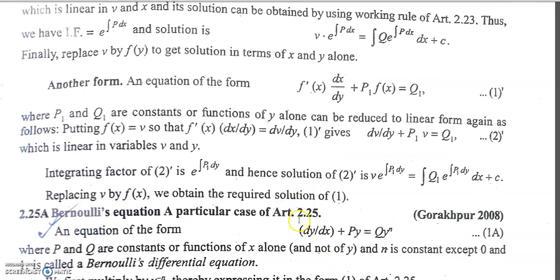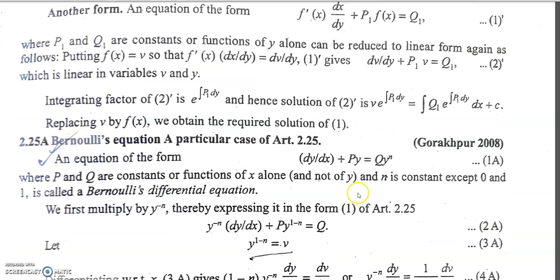Now let us do a special form, that is called the Bernoulli equation, where dy/dx + Py = Q y^n. P and Q are functions of x alone, not of y, and n is a constant except 0 and 1. Then we need to free y on the right-hand side, so just divide by y^n. What will that be? y^(-n) dy/dx + P y^(1-n) = Q.